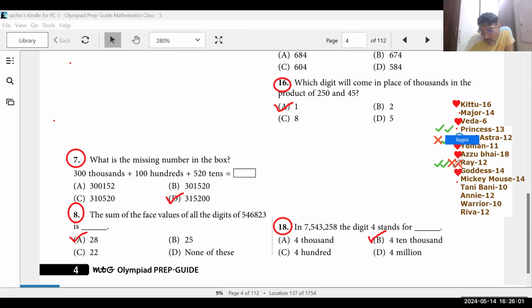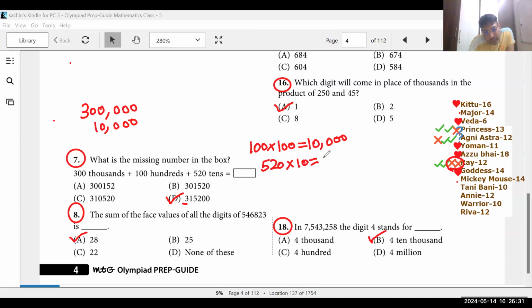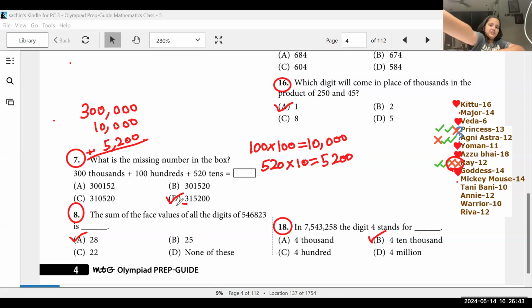Yes, and Ray, why did we get two questions wrong? So listen to the first one, Aganya. It is 300,000. Plus 100 hundreds. 100 hundreds we will write as 100 into 100, which will give me 10,000. Yes or no, Aganya? Yes. Then I will have 520 tens. 520 tens will be 520 multiplied by 10, which is 5,200. So I will write 5,200. When I sum them up, I will get 315,200. Understood? Yes, sir.